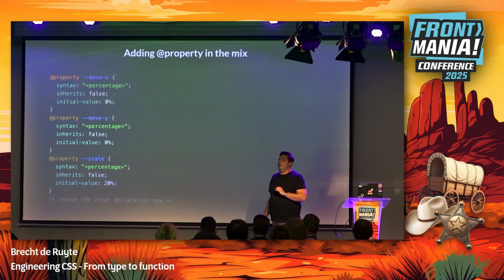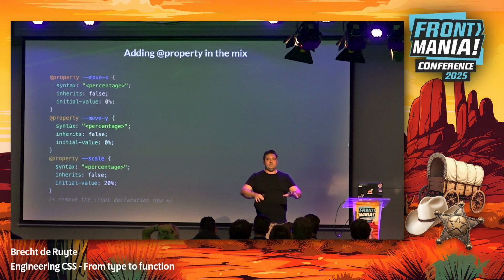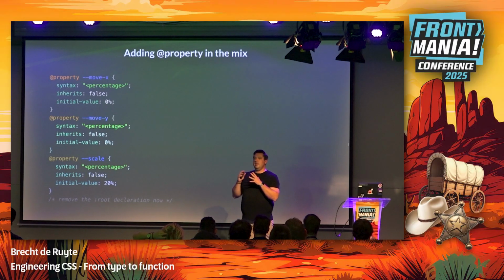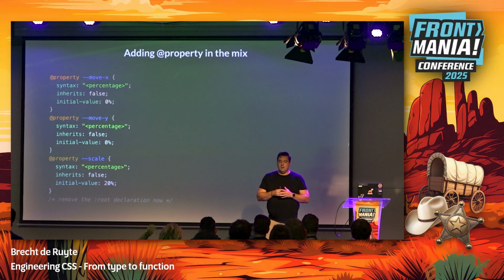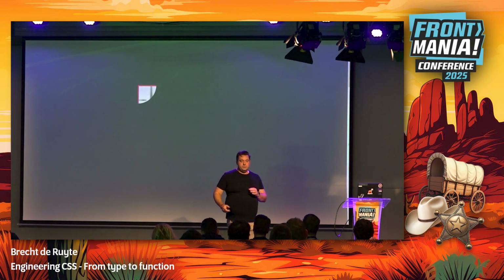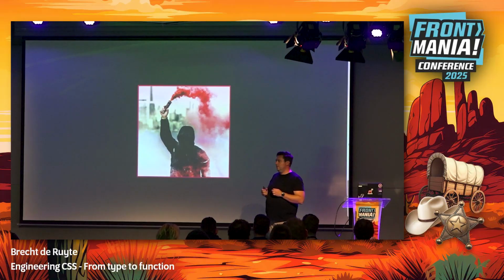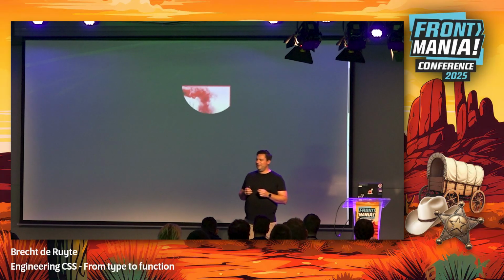But now there is a way. Now we can tell the browser, hey, I got your back, man. This is a percentage. This custom property, move X, move Y, scale, these are all percentages, and you can expect percentages in your next keyframe. So if I remove the root declaration of those custom properties and replace it with this, then the browser knows. And then I will have my smooth animation by just updating those custom properties. Pretty sweet, right? I think that's pretty sweet.